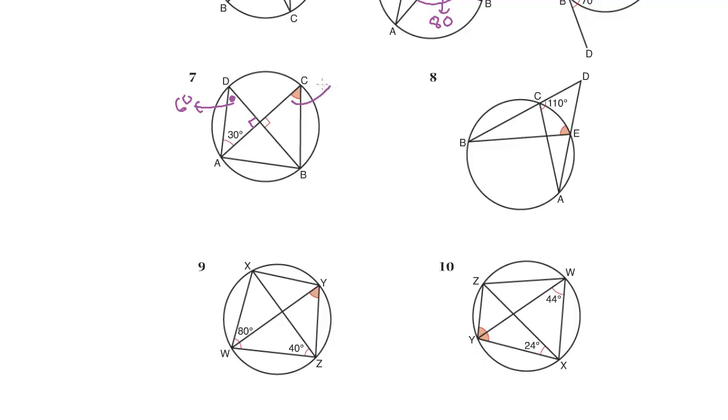So if this is 60 degree, angles by the same chord at the circumference are equal. This is also 60 degree.